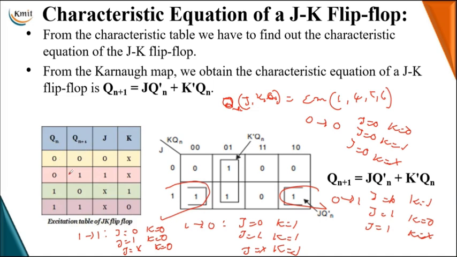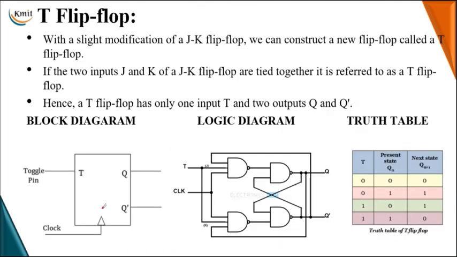So using that state table, based on the state transition from present state to the next state, we found the excitation input required on your JK flip flop: 0 to 0, 0 don't care; 0 to 1, 1 don't care; 1 to 0, don't care 1; 1 to 1, don't care 0. Next, let me move to the T flip flop.